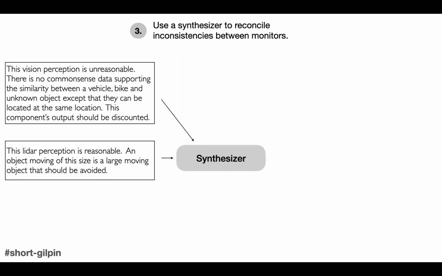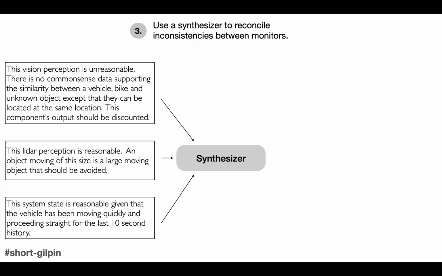The LiDAR system's explanation basically says that the LiDAR perception is reasonable. An object that's moving of this size is a large moving object that should be avoided. So it has a sensor interpreter that's able to give a higher level concept to what it's perceiving. And then finally, it says that the system state is reasonable given that the vehicle has been moving quickly and proceeding straight for the last 10-second history.